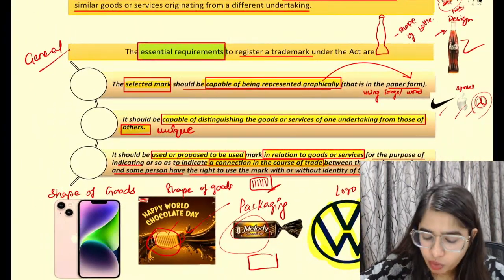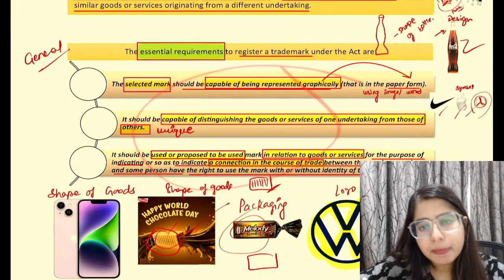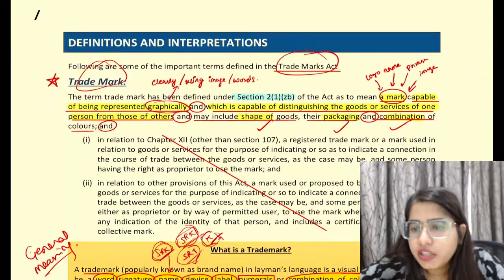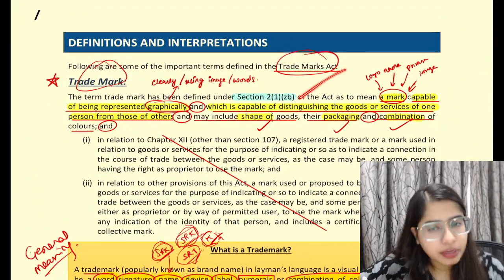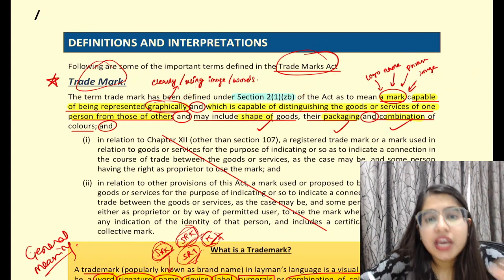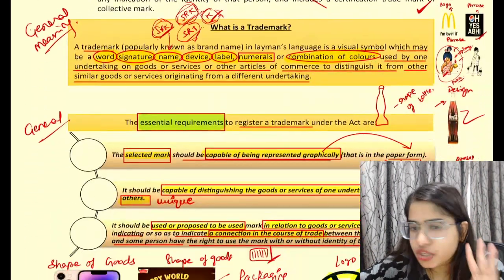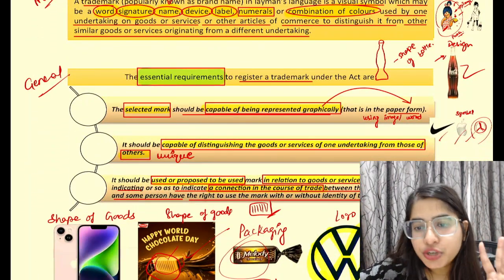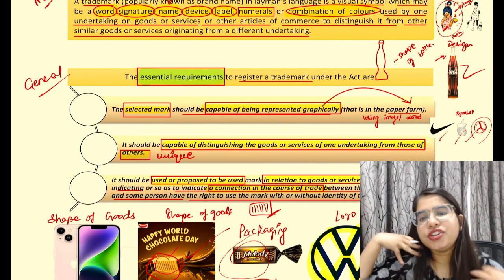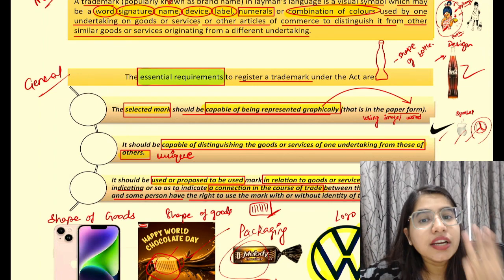Now coming back to the topic, this is also a general point: what are the essential requirements to register a trademark? This is nothing new, but they have given this from the definition of trademark only. The definition says that it is a mark which is capable of being represented graphically and which is capable of distinguishing your goods and service from the others. So three conditions should be fulfilled in order to register your trademark. I want to register Ishika Agrawal as a trademark. Three conditions should be fulfilled.